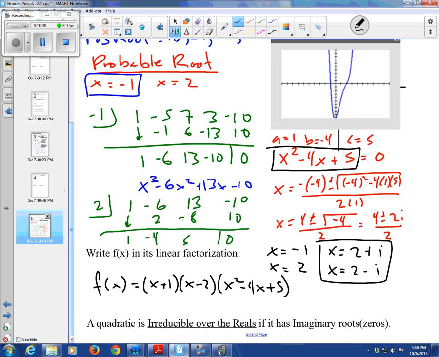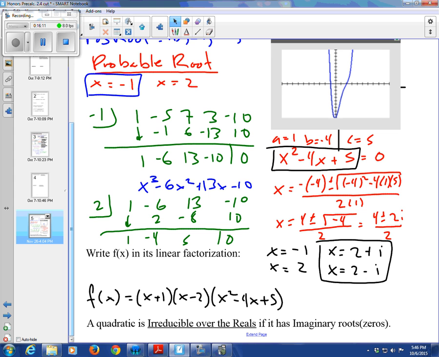So in general, when we're writing out the linear factorization of our polynomial, it's not quite good form to incorporate imaginary numbers into that expression. So we would write the multiplication of the two linear factors that give us our imaginary roots as this quadratic right here. We say that this quadratic is irreducible over the reals because it has imaginary zeros. So that's a little bit of vocabulary for you at the end.